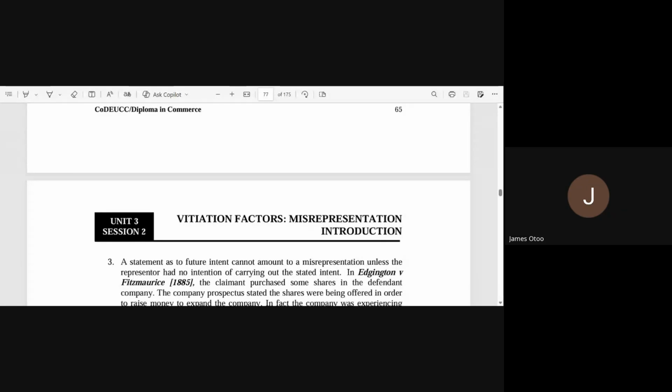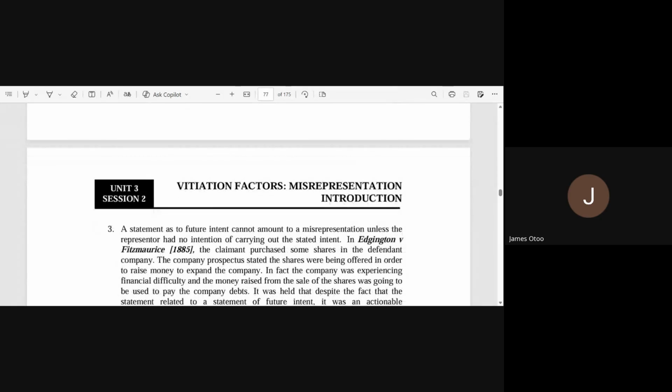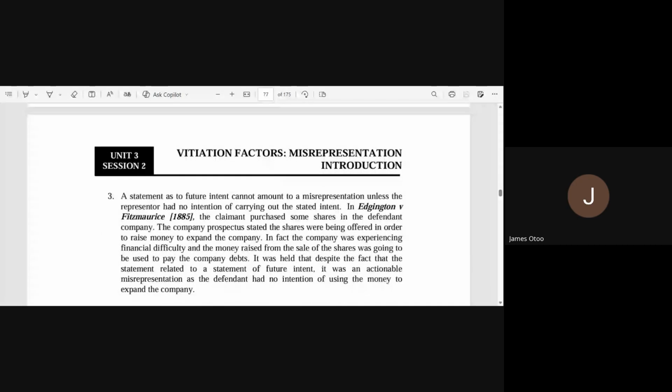A statement as to future intent cannot amount to misrepresentation unless the representor had no intention to carry out the stated intent. So if you make your future intention known, it doesn't amount to misrepresentation. But if it can be deduced that you don't intend to carry out that event or action, it will amount to misrepresentation. The case of Edgington v. Fitzmaurice speaks to this.